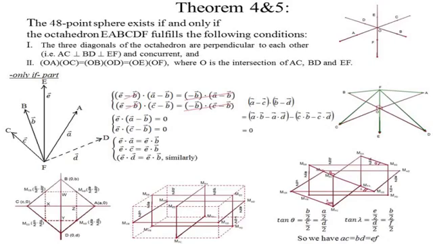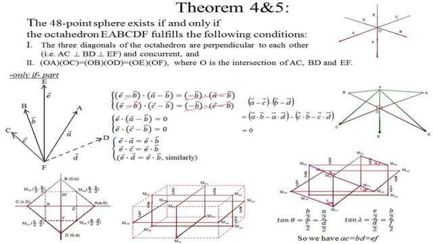And then we have theorem 4. The 48-point sphere exists if and only if the octahedron ABCDEF fulfills the following conditions. First, the 3 diagonals of the octahedron are perpendicular to each other, and second, OA times OC equals OB times OD equals OE times OF, where O is the intersection of AC, BD, and EF.